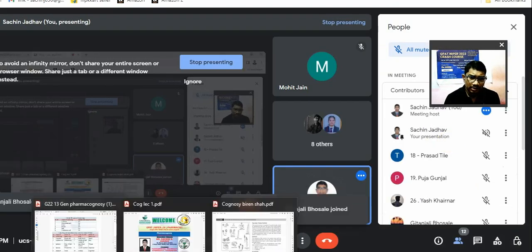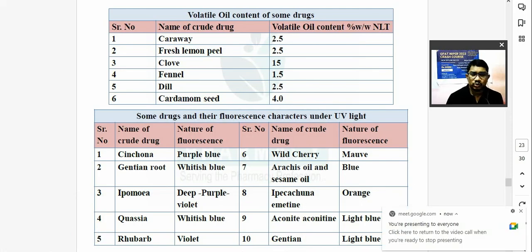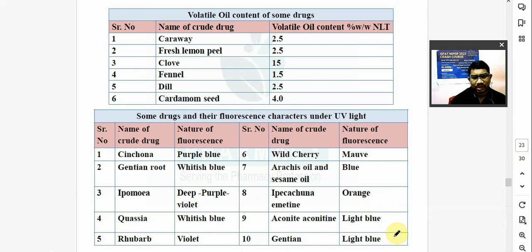So if you want to find out particular characteristic structures, you can use the lycopodium spore method. There are certain parameters which are fixed and which are observed. For example, volatile oil content of some drugs. जो drugs हैं जिसमें volatile oil होता है, volatile oil content of few drugs. So it is a constant. For example, in case of caraway, it is 2.5% weight by weight, not less than 2.5%. So it is an important characteristic for caraway. 2.5%, not less than 2.5% in case of lemon peel also. In case of clove, 15%.